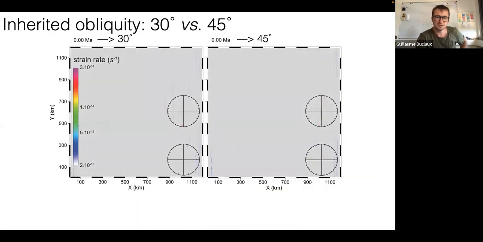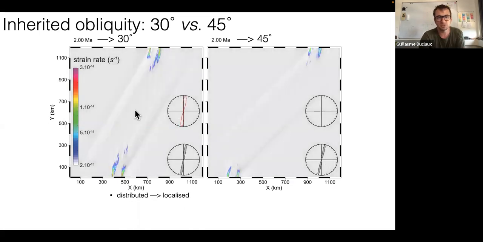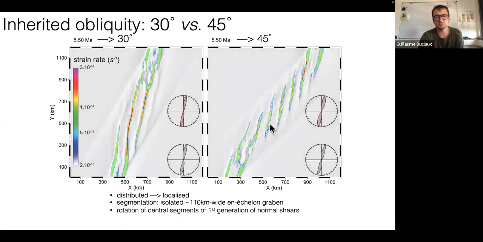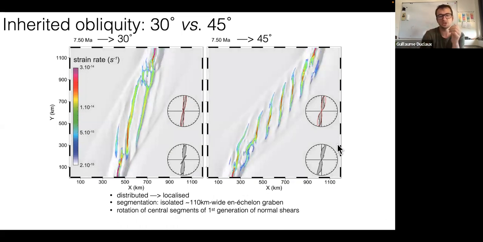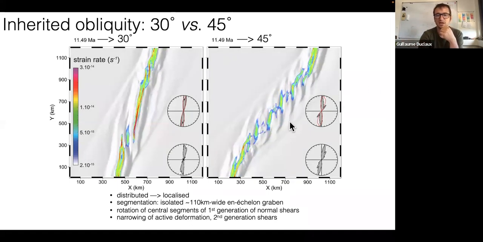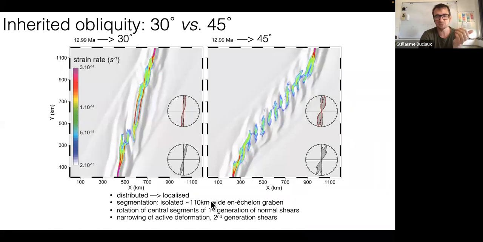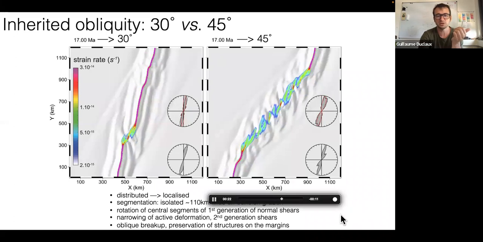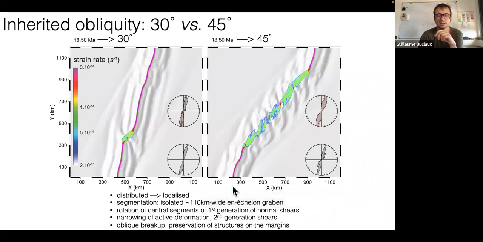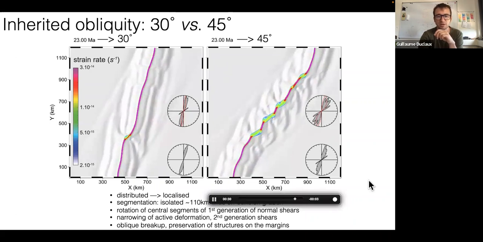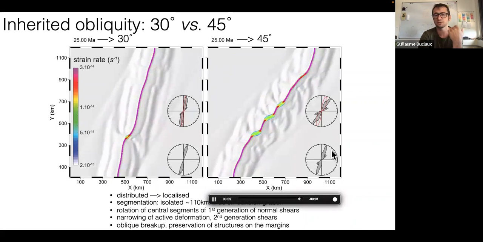So if I do that, yeah, we start with diffuse deformation, then it starts to localize. It localizes from the edge. And as it goes, we create these segments, which are about 110 kilometers wide. They're en echelon, and they tend to rotate toward orthogonality to the extension direction. Then we've got a second phase where we abandon this early structure and create new structure, which seems to be oblique, the second generation of shear. They're much shorter. And at some stage after, you've got breakup, which is propagating from the side of the model towards the central part, and you preserve these two generations of structure on the margins of the model.